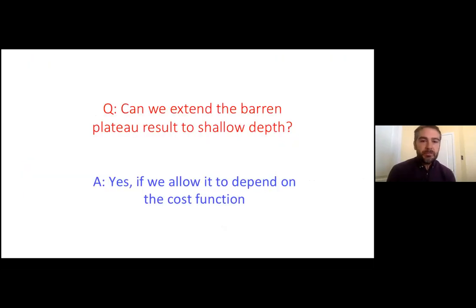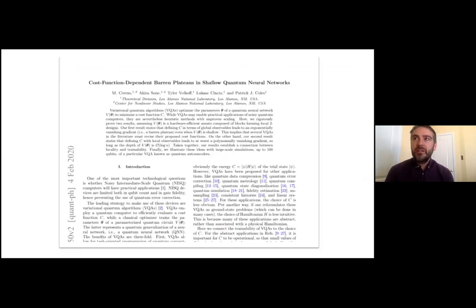So the next question we asked was, can we extend the Barren plateau result to shallow depth? Up to now, I've been talking about deep circuits and how Barren plateaus arise whenever you form a 2-design. But there's an interesting question as to whether you can see this phenomenon for shallow circuits. It turns out the answer is yes, if you allow the phenomenon to depend on the cost function. So we had this paper called Cost Function Dependent Barren Plateaus in Shallow Quantum Neural Networks.